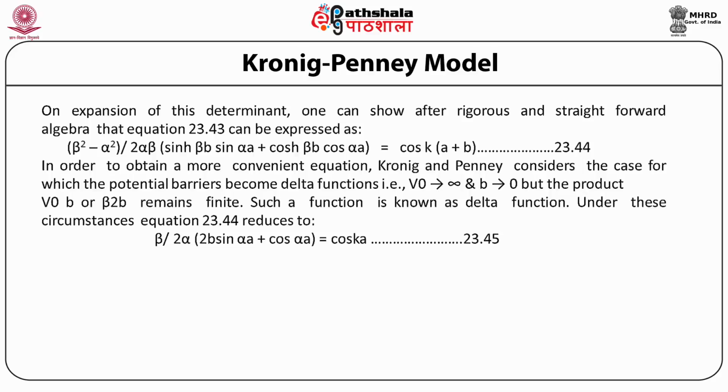23.44. In order to obtain a more convenient equation, Kronig and Penney consider the case for which the potential barriers become delta functions. That is, V subscript 0 tends to infinity and small b tends to 0, but the product V subscript 0 into small b, or beta square into small b, remains finite. Such a function is known as delta function. Under these circumstances, equation 23.44 reduces to (beta square b upon twice alpha) sin alpha a plus cos alpha a is equal to cos ka, given as equation 23.45.